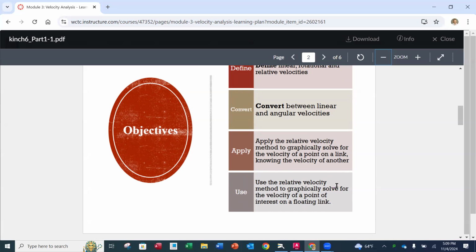We're also going to be applying the relative velocity method to graphically solve for velocities of a point on a link. When we say graphically solve, you can imagine that we're going to be using AutoCAD for these problems so that we get nice, accurate numbers. And then we are going to be doing some math along with it, but we are going to be actively using graphical methods as well. And then we're going to use the relative velocity method to also graphically solve the velocity of a point of interest on a floating link as well.